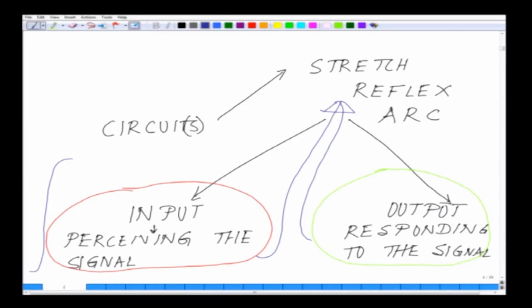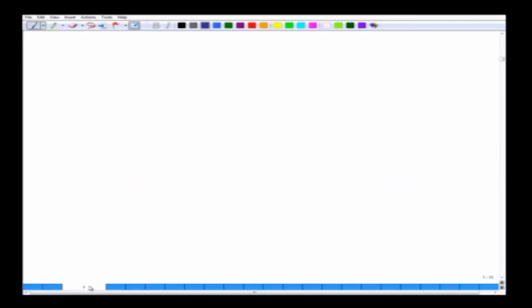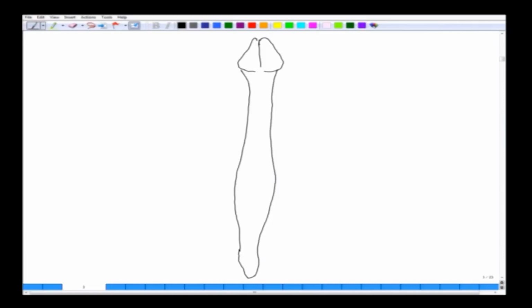Now, what I will do is draw the circuit for you, and I will introduce the components within the circuit one by one, which will help you understand how this circuit works. So, say for example, this is the brain of an individual, and this is the spinal cord. Okay. And for example, a sensation is coming, say, from the hand. Okay. So, an impulse comes.